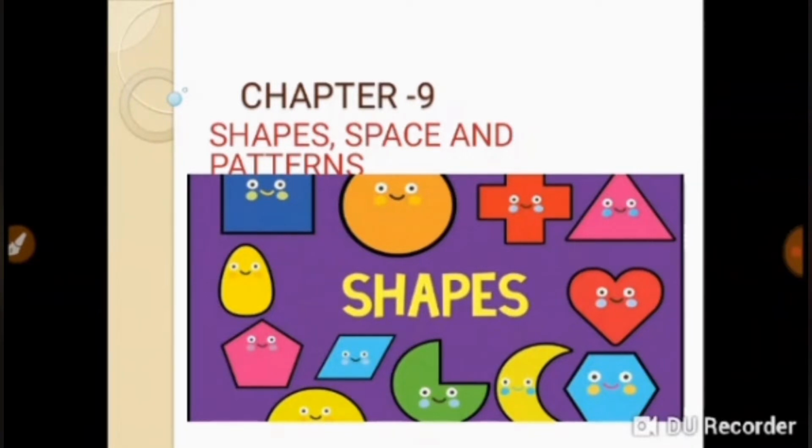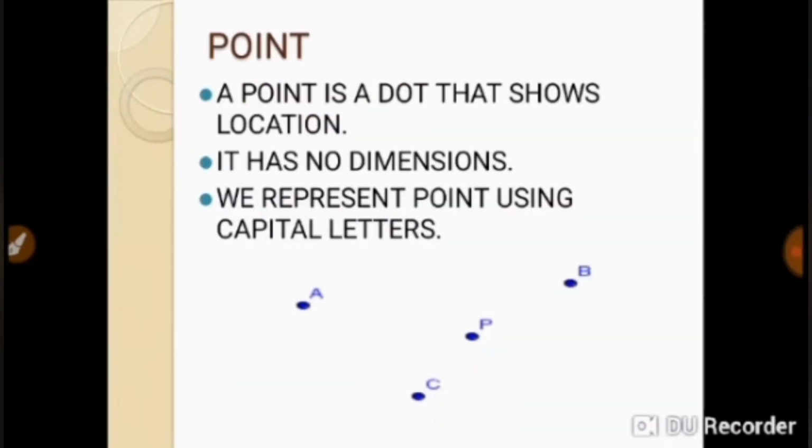And the very first is a point. Point is a dot. It shows location. The point has no dimension. So children, you can see some points. These are the dots here. Can you name them? Look at this dot.